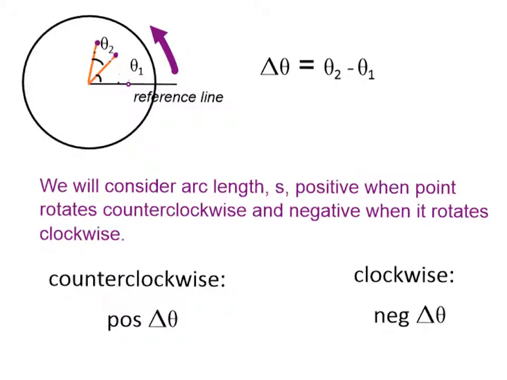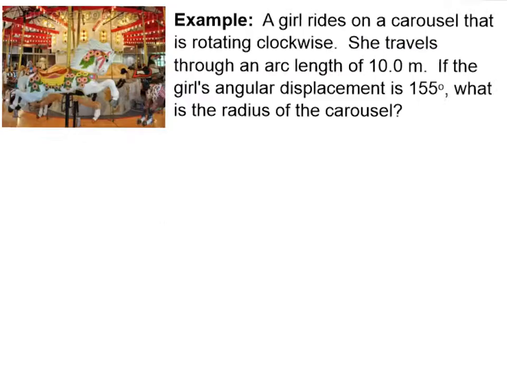And again, this is simply restating what we said about angular displacement being the change in theta in degrees, and counterclockwise we will see positive angular displacement. Clockwise we will see a negative angular displacement. Let's try an example and see if we can use our formulas that we've been given.